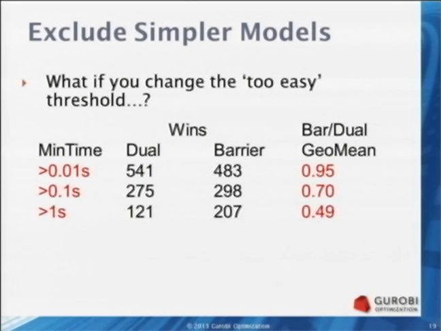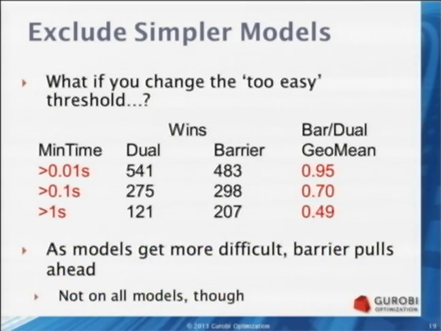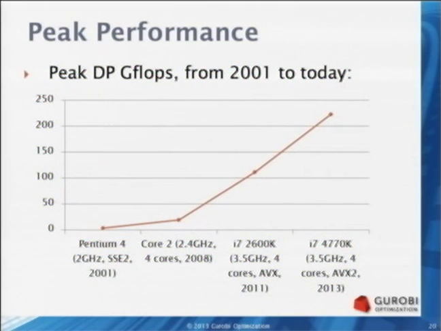And so based on what I've said so far, you may conclude that this is a result of the fact that barrier can exploit parallelism, that it can make use of multiple cores. And that's actually not really the main part of the explanation. The explanation is more related to this chart right here. What this shows is peak double precision gigaflops for several generations of processors. These are just cheap desktop processors, latest generations.